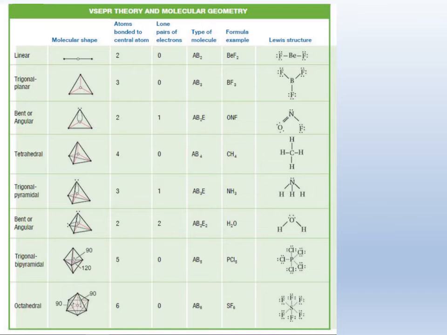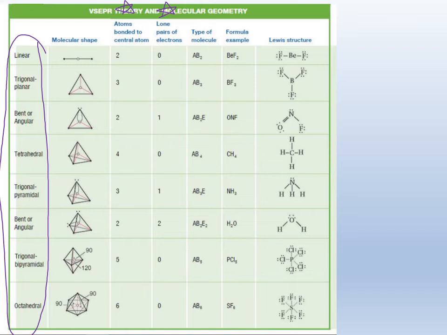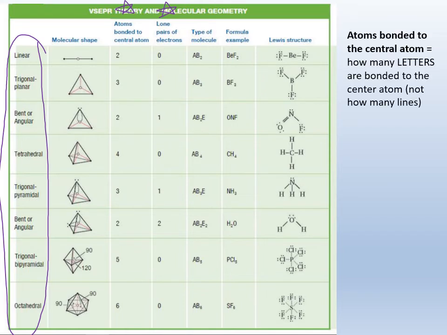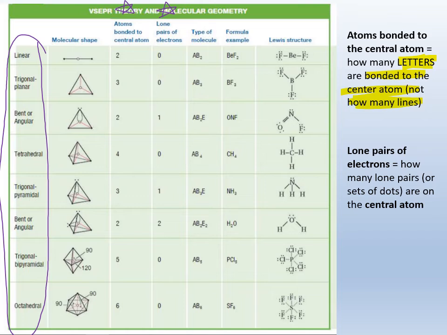So looking at our table, how we read this, these two columns determine what shape something has. And the way we read it, atoms bonded to the central atom, that's how many letters are bonded to the central atom, not how many lines. And then lone pairs of electrons. A lone pair is a set of dots. So how many sets of dots are on the central atom? And that will tell you what shape it has.